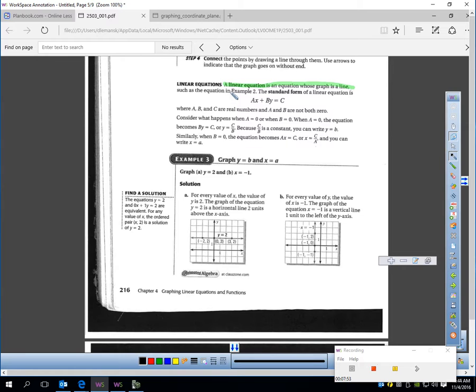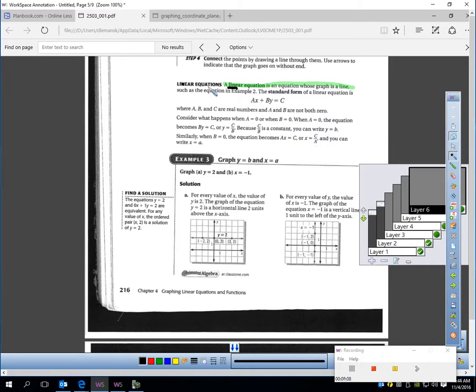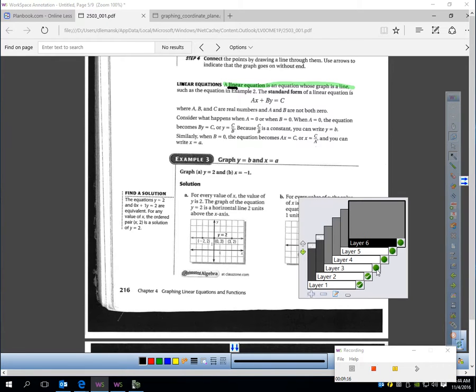A linear equation is an equation whose graph is a line. Let's get linear equation in our notes. Make that note. It's an equation whose graph is a line. I'm going to underline. Do you notice in the word linear, you see the word line? So linear equation means straight line graph. So any equations that are linear will be a straight line graph.